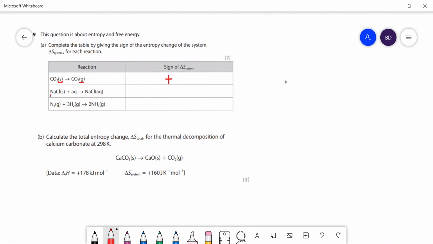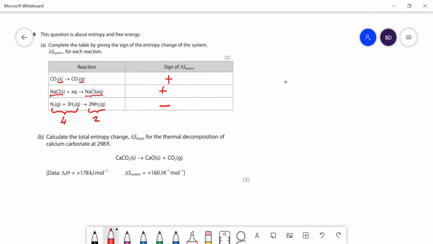Here we're going from a highly ordered ionic solid to the ions all floating around separately in water doing their own things, so that's much more disordered. That's going to be positive. The last one is a bit more difficult. They're all gases, but we've got 4 moles of gas on this side and only 2 moles of gas on that side, so there is slightly less disorder on the right hand side, so it's going to be negative.